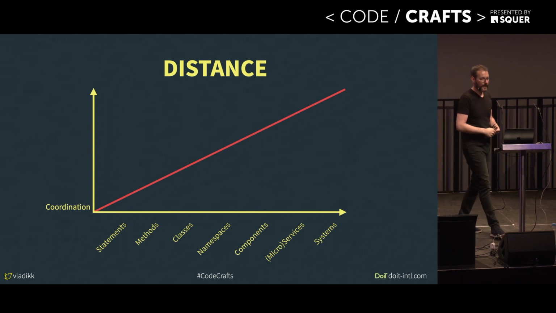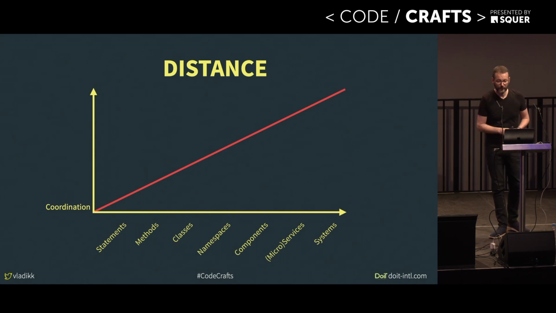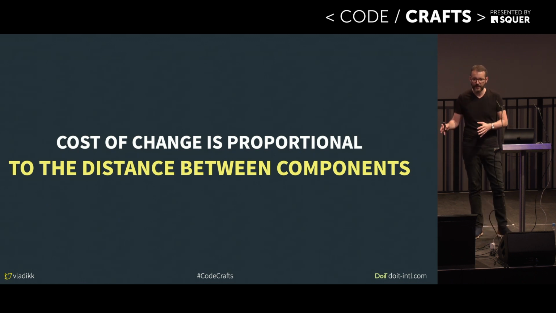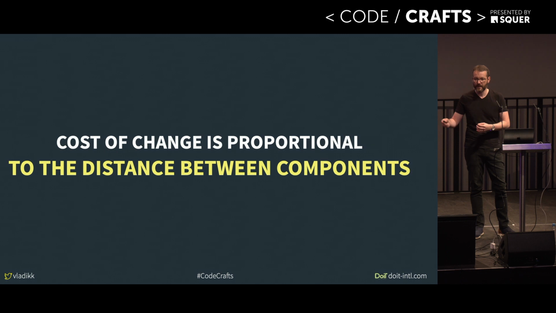So let's say we have to modify two methods in the same class. In that case, the coordination effort that we will need is going to be way, way lower than in a case of, for example, implementing a simultaneous change in two microservices. So in other words, the cost of making a change in a system, a change that affects multiple connected components, is proportional to the distance between these components.